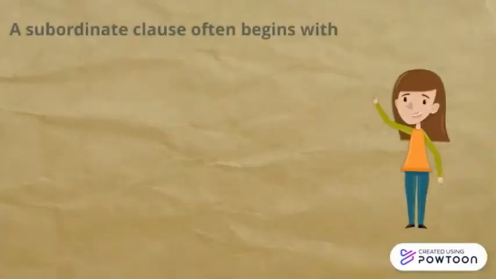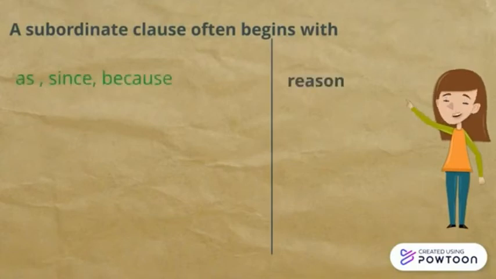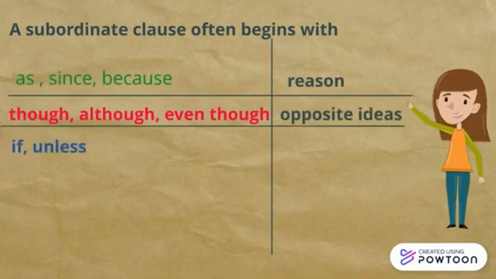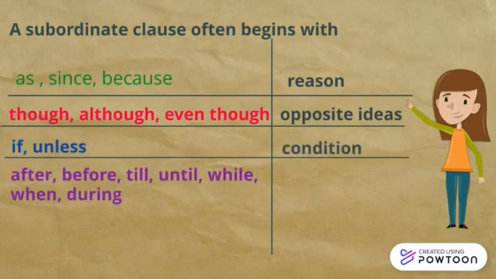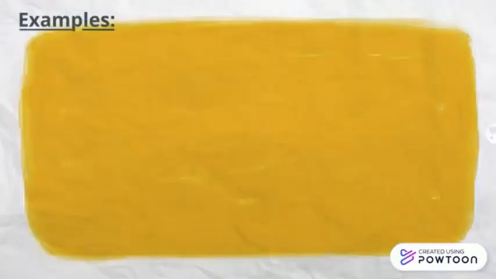A subordinate clause often begins with words like as, since, because to give reason; though, although, even though to state opposite ideas; if, unless to apply condition; before, after, till, until, while, when, during to indicate time; where and wherever to mention places. Now, let's read some examples.